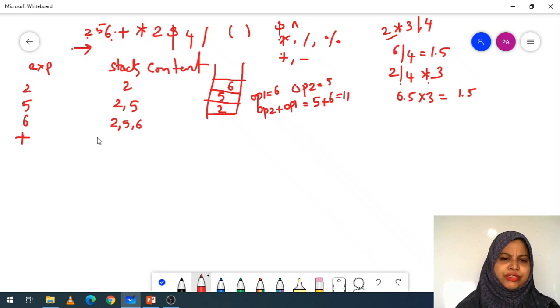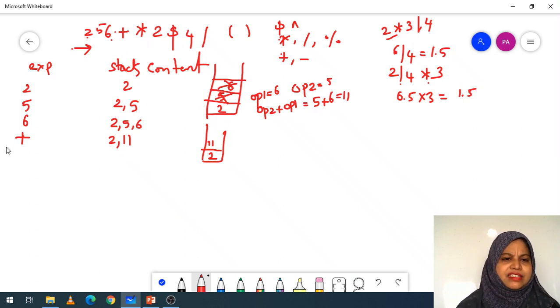The answer is going to be pushed into this stack. So I am deleting this 6, then 5, and we have to push this 11 into this stack. Now, the stack consists of 2 and 11. That is, 2 comma 11.